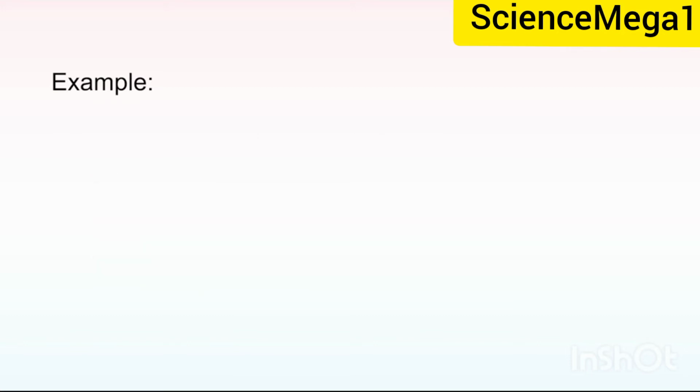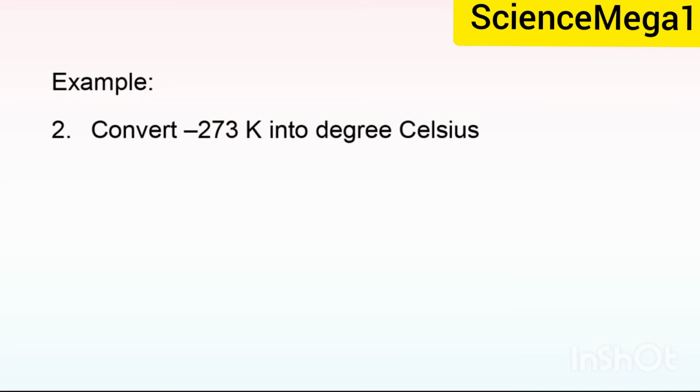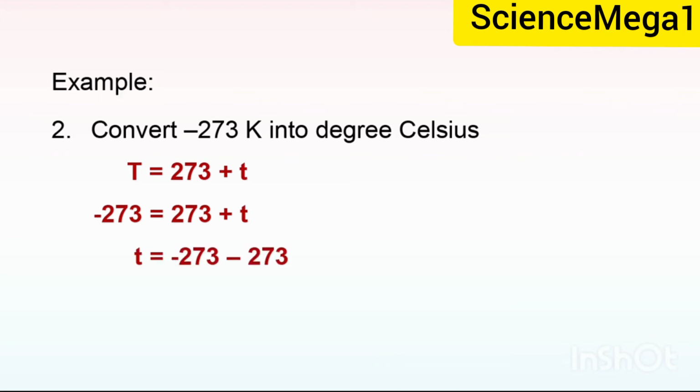Let's see our second question. Convert negative 273 kelvins into degrees Celsius. You know that T is equal to 273 plus t, and the small t represents the degrees Celsius. Therefore, negative 273, which is T and was given in the question, will be equal to 273 plus t. Therefore, t will give us negative 273 minus 273, and this will in turn give us negative 546 degrees Celsius. I hope you got this answer right.